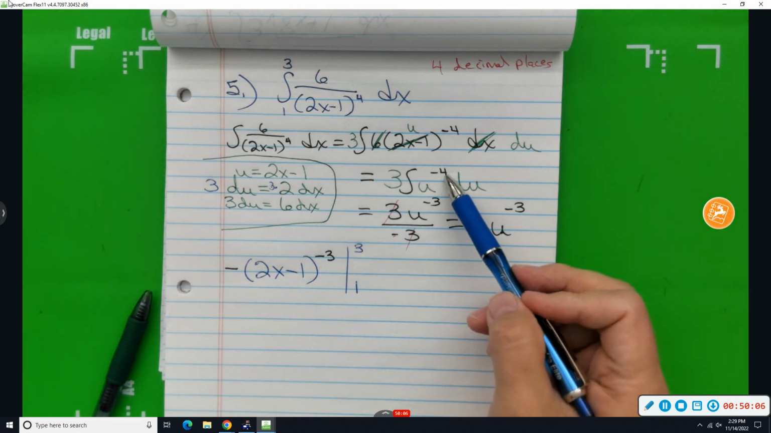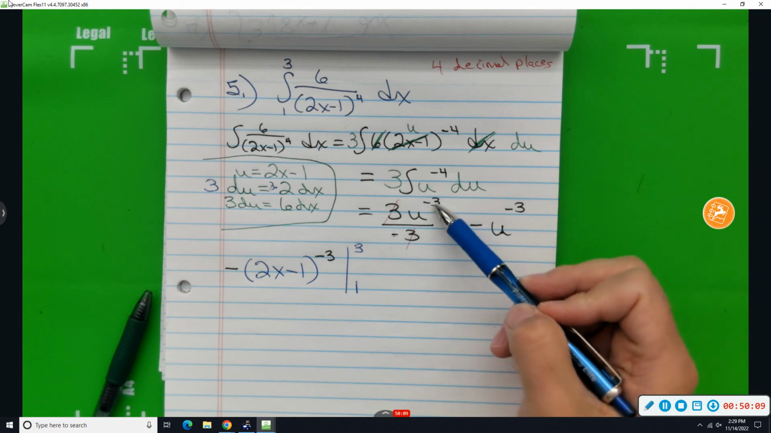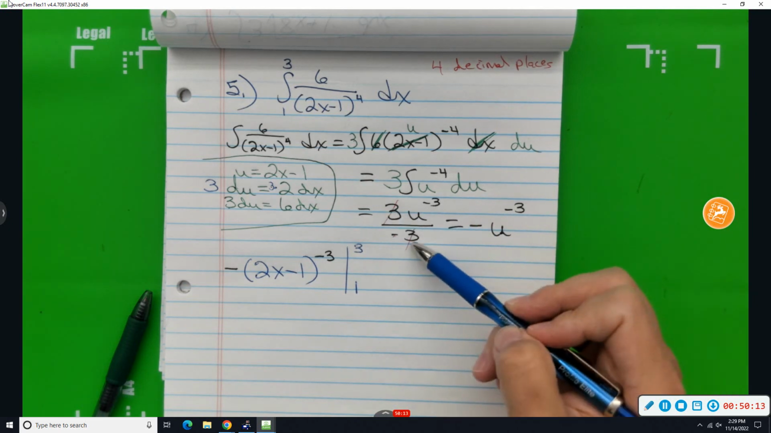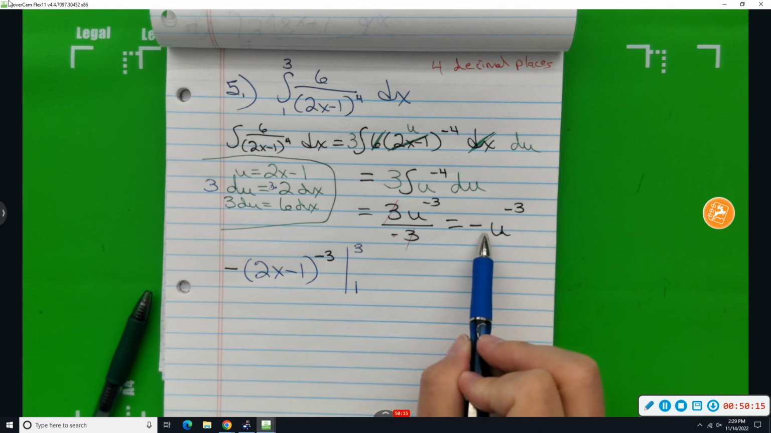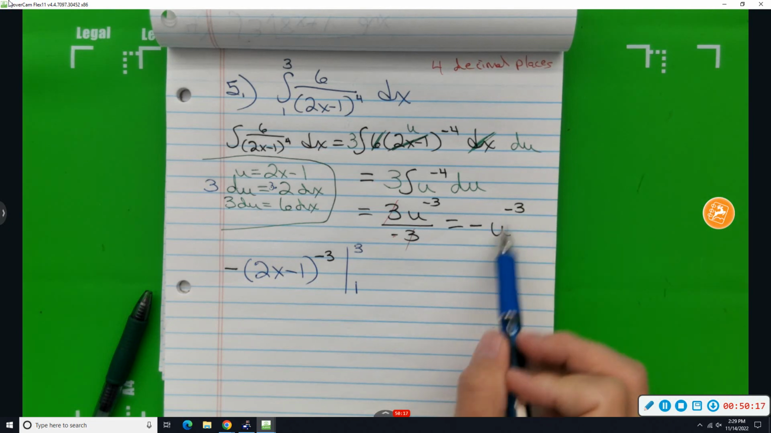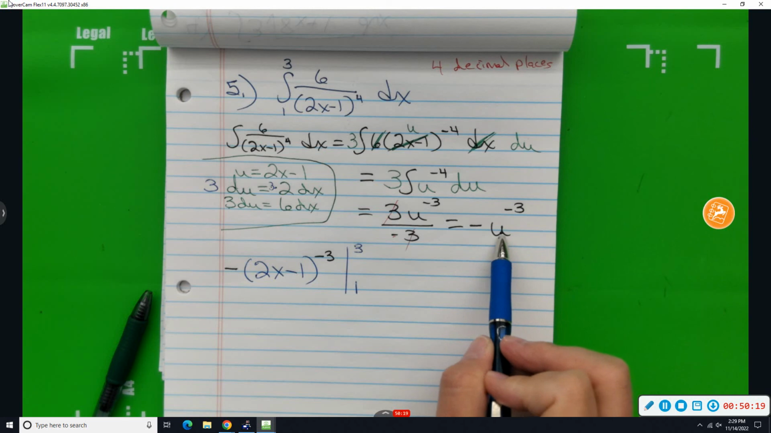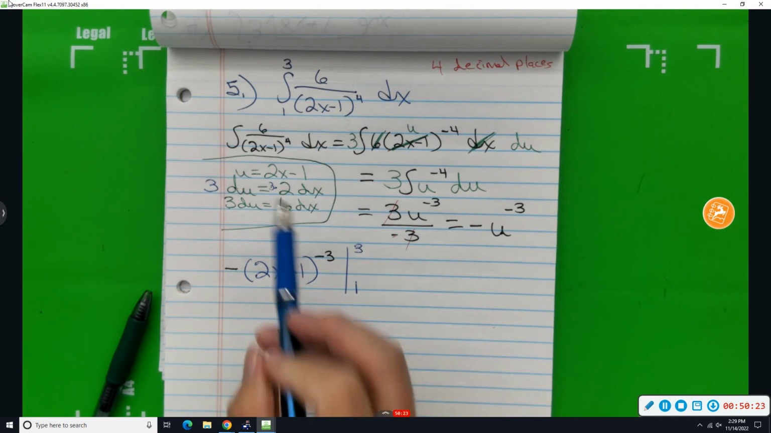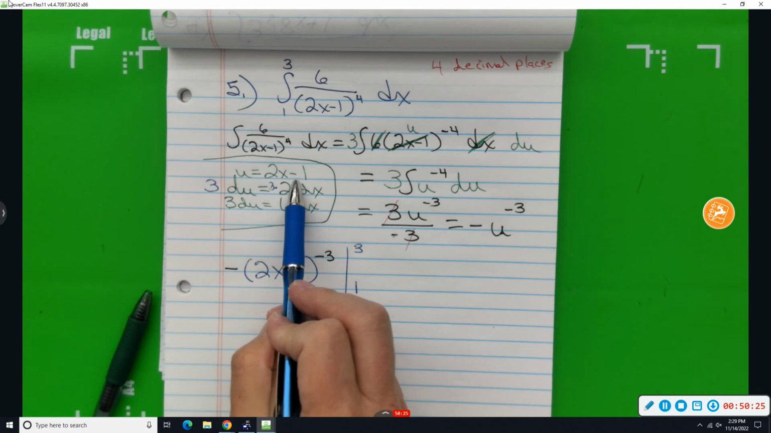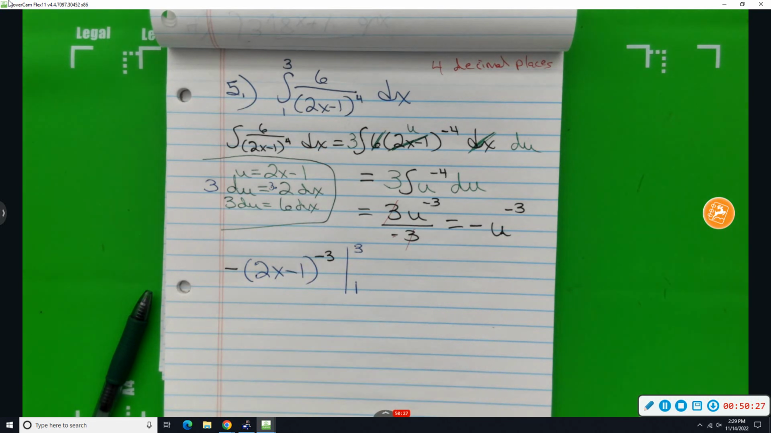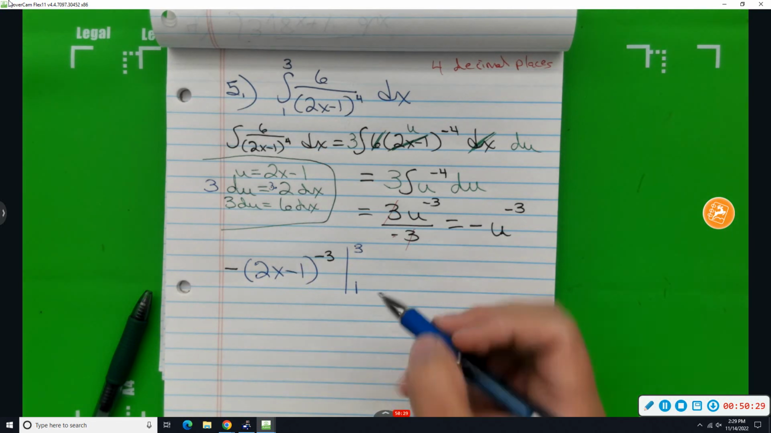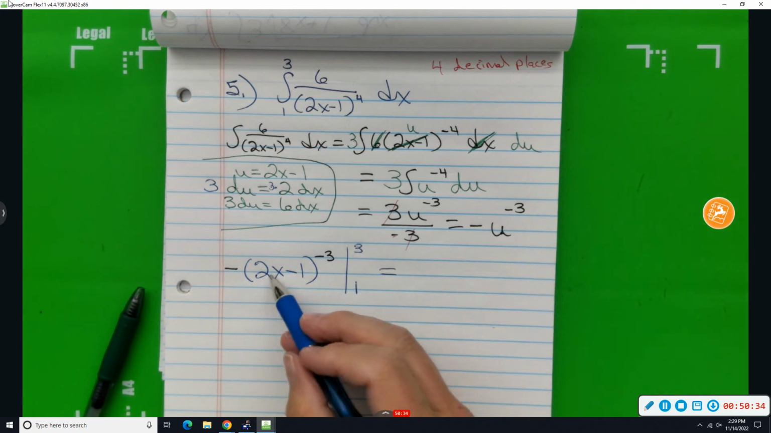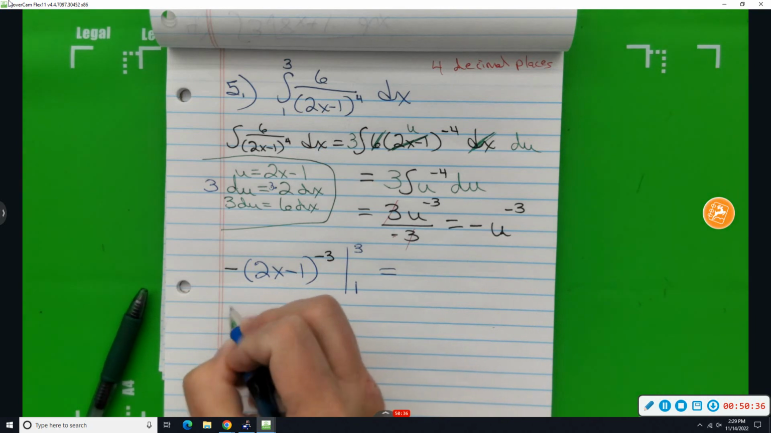I added 1, negative 4 plus 1 gave me a negative 3. I divided by negative 3. 3 divided by negative 3 gave me a coefficient of negative 1, u to the negative 3. Then I had to replace the u with 2x minus 1. Remember, u was taking the place of 2x minus 1. And now it's a matter of going through, plug in 3, plug in 1. So we have a negative.